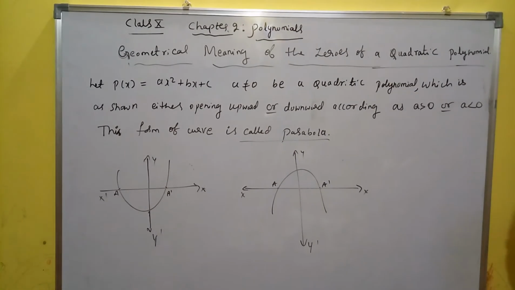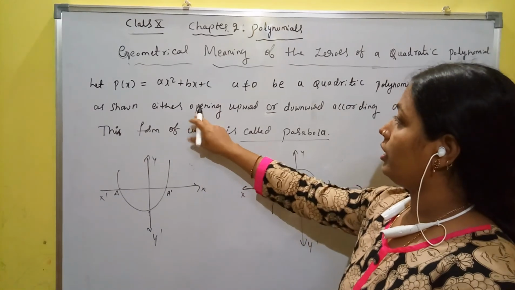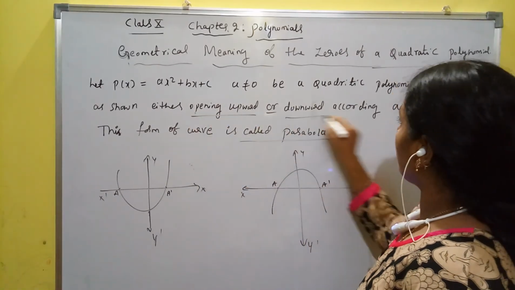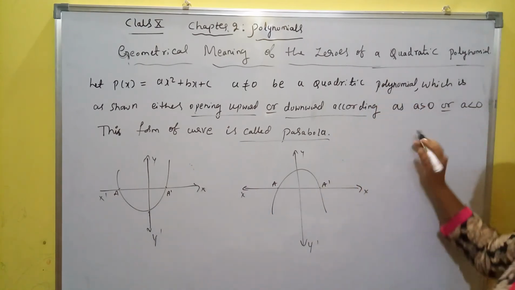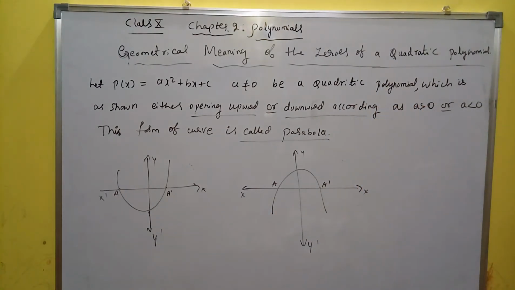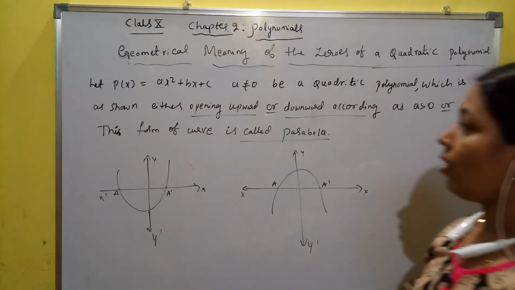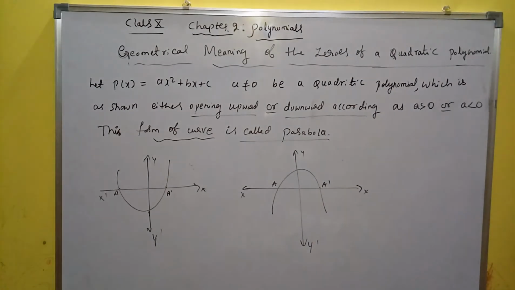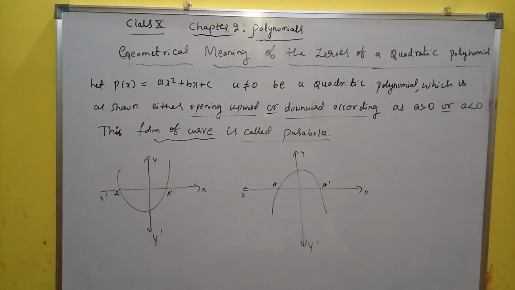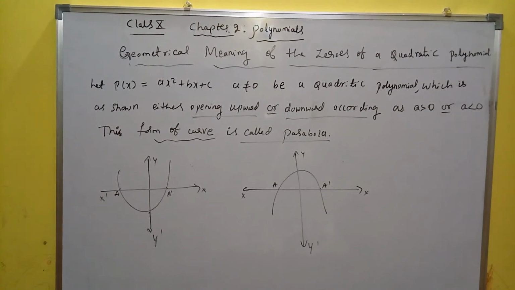Geometrical meaning of the zeros of the polynomial: the graph is either opening upward or downward, depending upon whether a is greater than 0 or a is less than 0. This curve is known as a parabola. This is the geometrical meaning of the quadratic polynomial, and in this case the x coordinates of A and A dash are the two zeros of the quadratic polynomial.